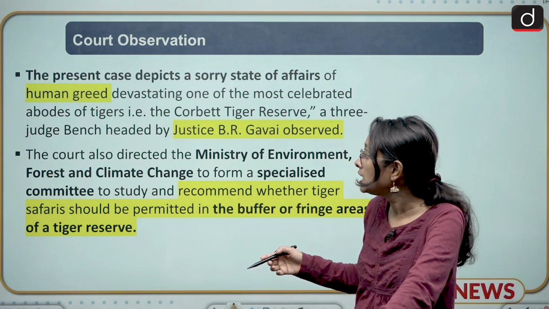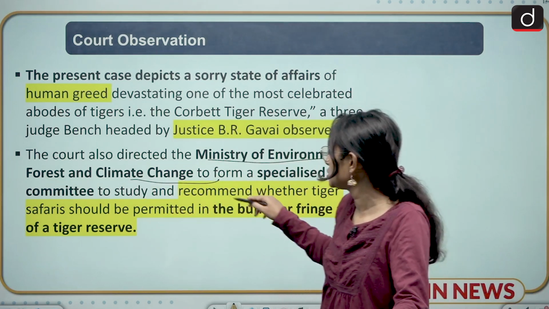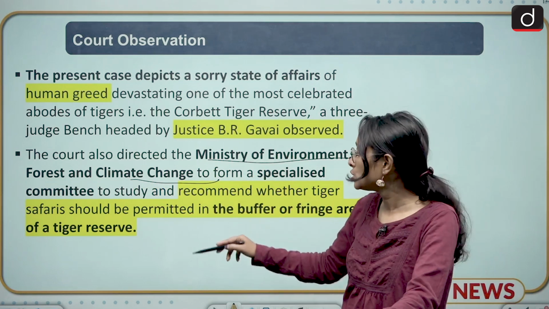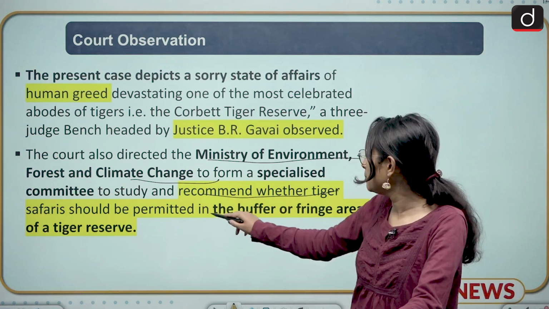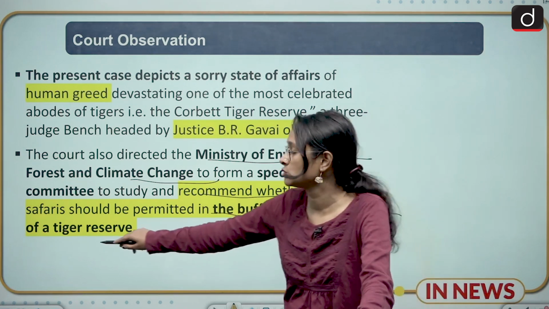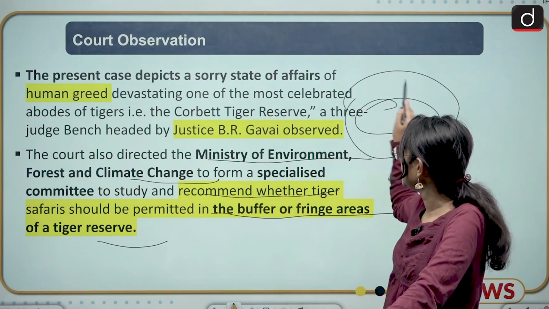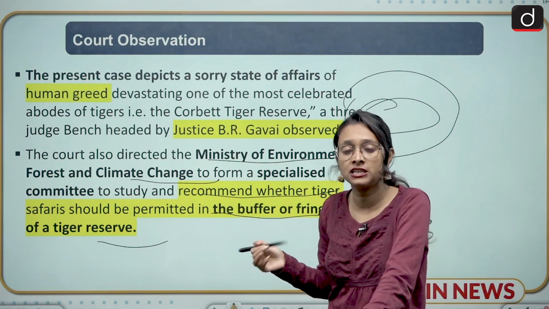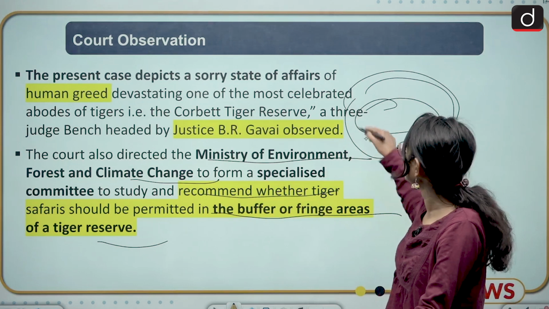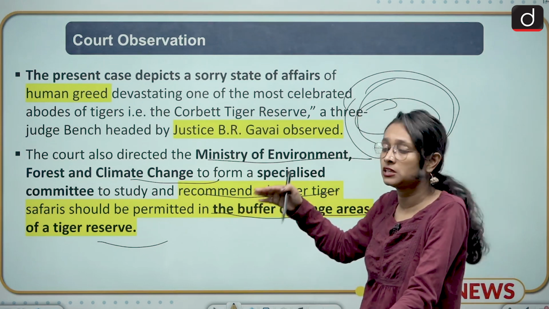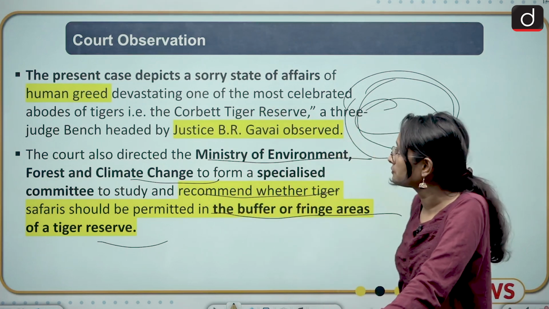The second thing is that the court also directed the Ministry of Environment, Forest and Climate Change to form a specialized committee to study and recommend whether tiger safaris should be permitted in the buffer or fringe areas of a tiger reserve. As you all know, this is the tiger reserve and these are the buffer areas. So the Supreme Court directed that there should be a committee, and the committee should decide whether in this buffer zone tiger safaris should be permitted or not. So this is the court observation.